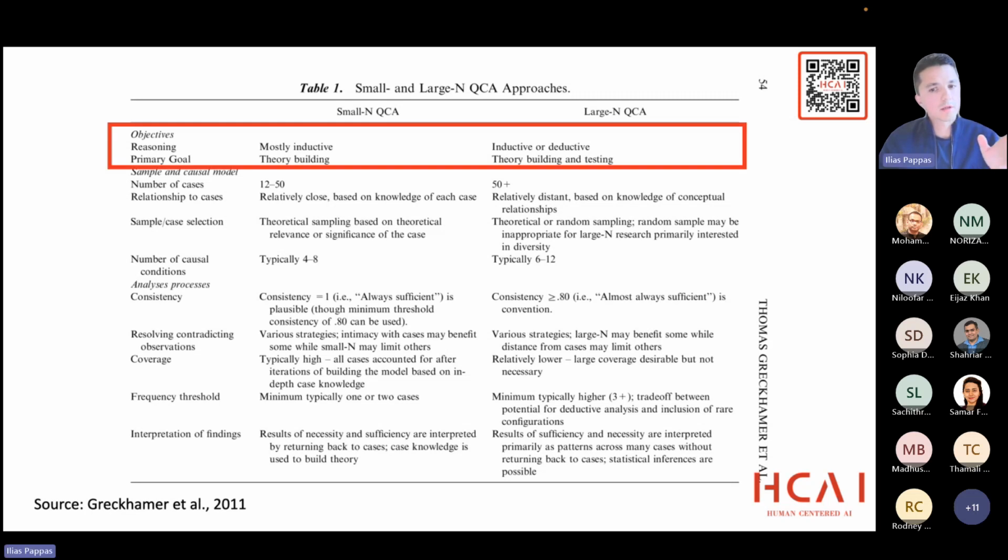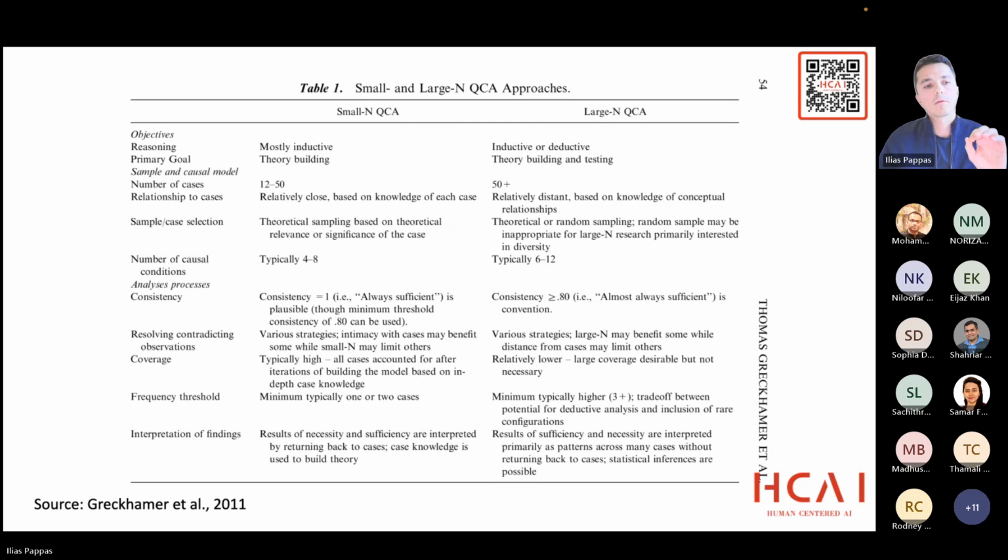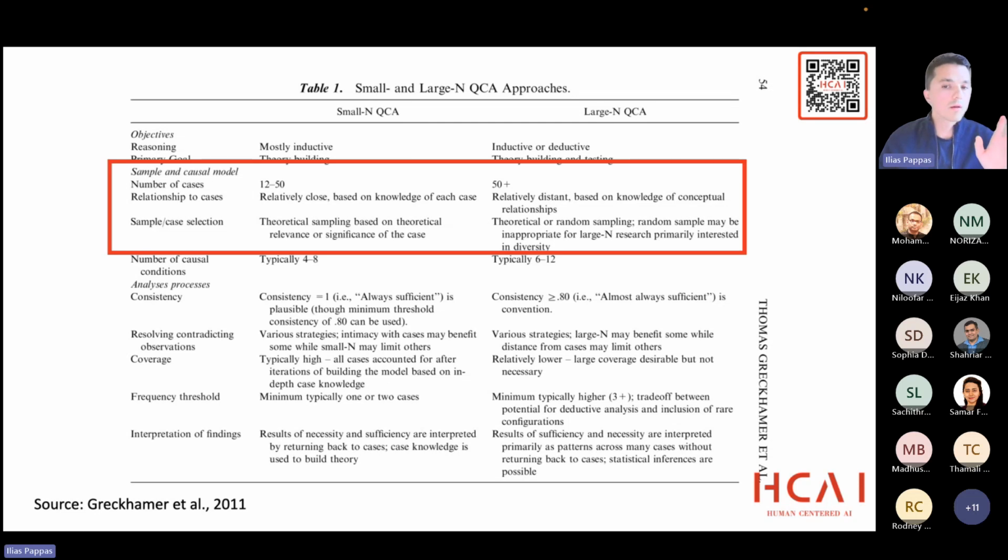So if you have a small data set, then you're aiming for a mostly inductive study, as opposed to a large N where you are testing things, more deductive. Small N could be as low as 12 cases, 15 cases. So anything under 50 is considered small. Anything over 50 is considered large.